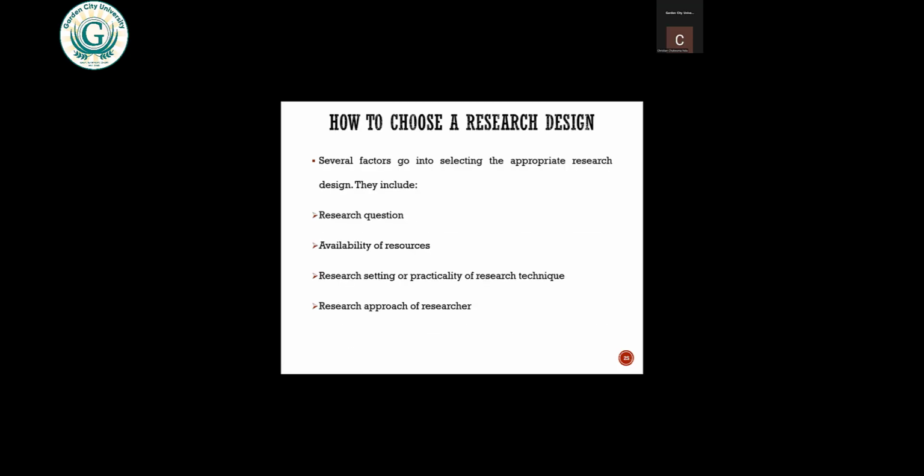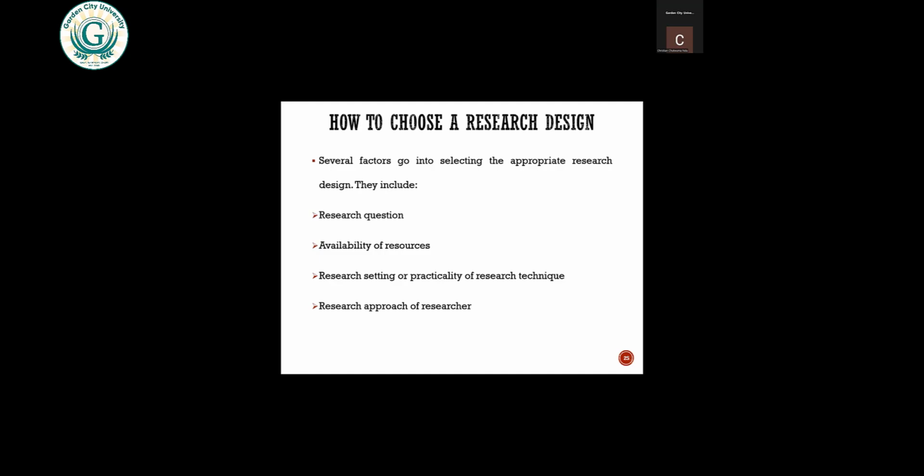So how would you choose the research design to use? We have discussed a lot of research designs. How would you choose the right one to use? One, it would depend on the research question. If your research question is, how do pregnant women feel about the use of iron supplements? Tell me in the chat, based on what I have just said, would it be a qualitative or a quantitative or a mixed method research? How do pregnant women feel about the use of iron supplement during pregnancy?